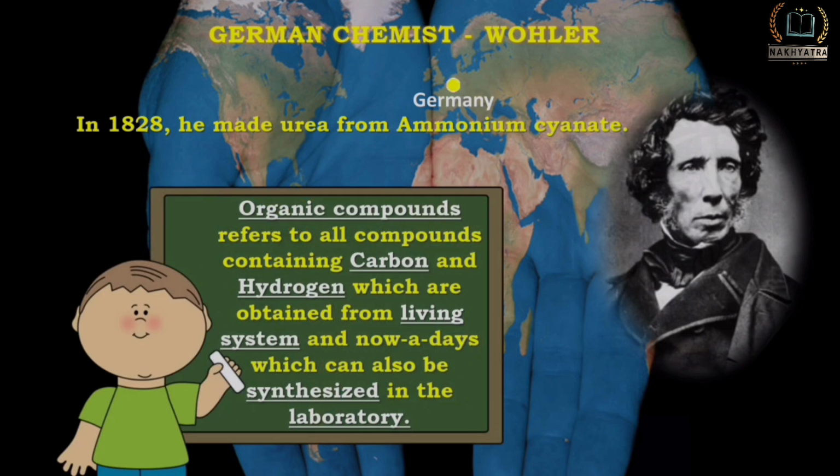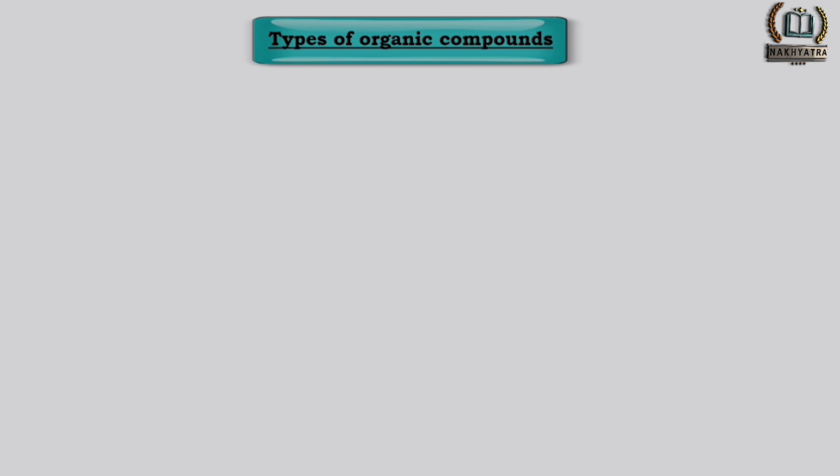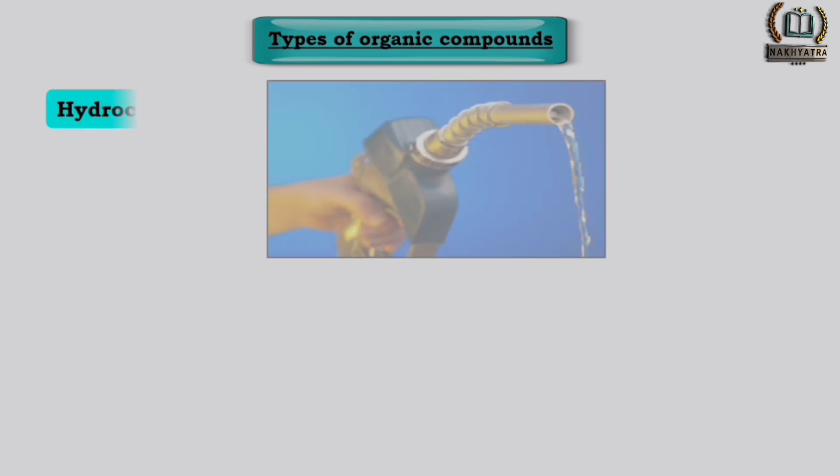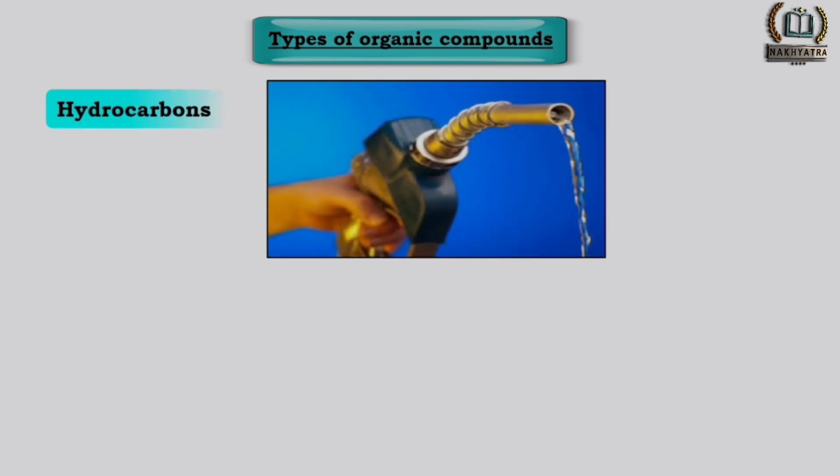Organic compounds refers to all compounds containing carbon and hydrogen which are obtained from living systems, and nowadays can also be synthesized in the laboratory. In the next slide, we will see the types of organic compounds. First is hydrocarbons. Hydrocarbons comprise carbon and hydrogen.